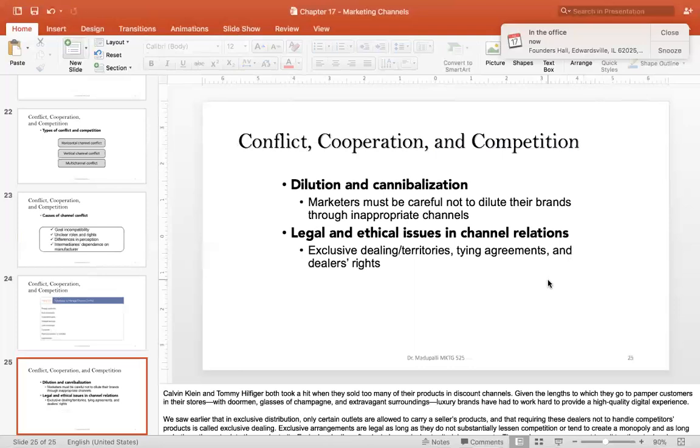Finally, the legal and ethical issues in channel relations. Companies are generally free to develop whatever arrangement suits them, right? Having said that, again, it depends on channel power. Whoever has the higher power kind of leads that. Exclusive arrangements are legal as long as they do not significantly lessen competition or tend to create a monopoly, and as long as both parties enter into them voluntarily.